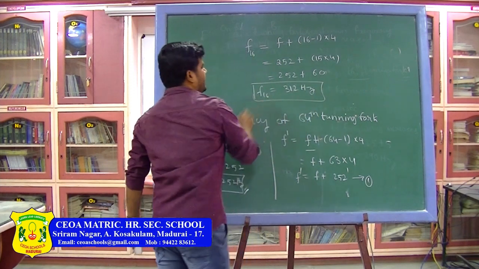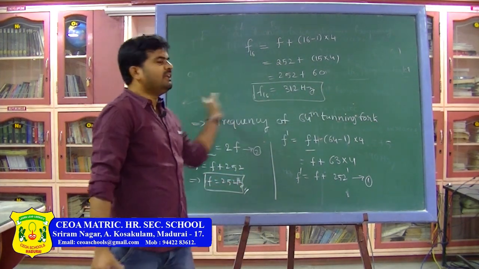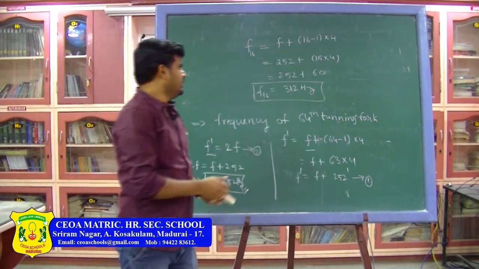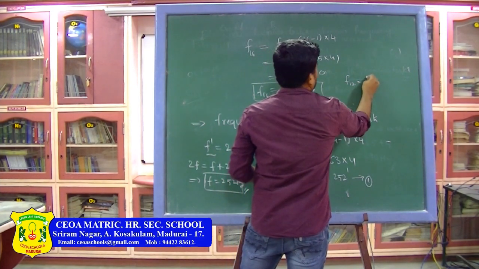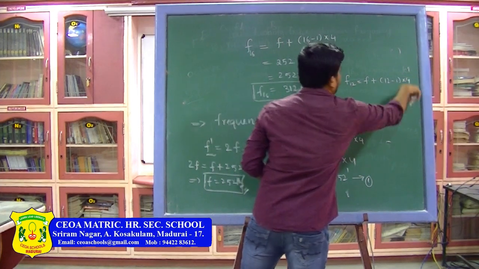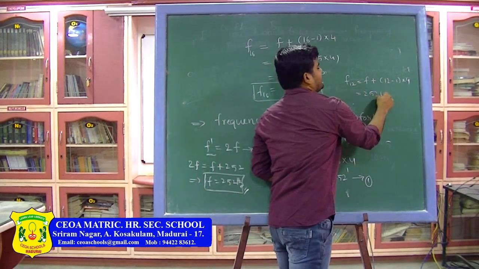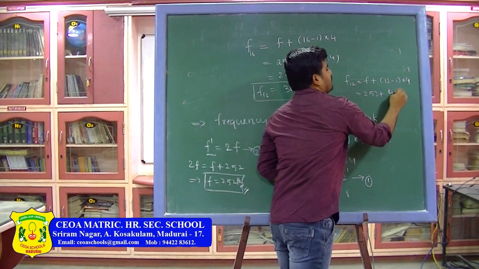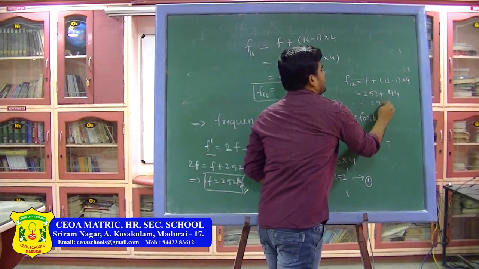So, remember, after finding the first tuning fork frequency, you can find any frequency in the given series combination of tuning forks. For example, if you want to find the 12th frequency, F12 is equal to the first frequency plus 12 minus 1 into the number of beats they are forming. So, you will get 252 plus 11 times 4, that is 44. So, 252 plus 44, you will get 296 Hz.